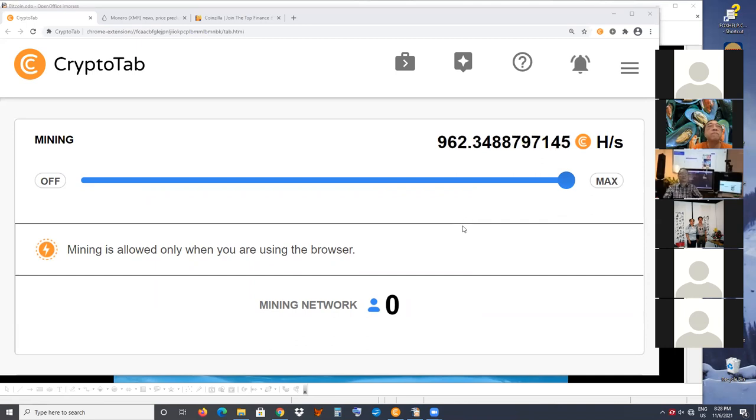Can you read this figure, 966.43 something? What is the yellow star? How do you read it? Hash, the number of hash? No, not hash. Computation. 900 per second. Yeah, 972 computations per second.